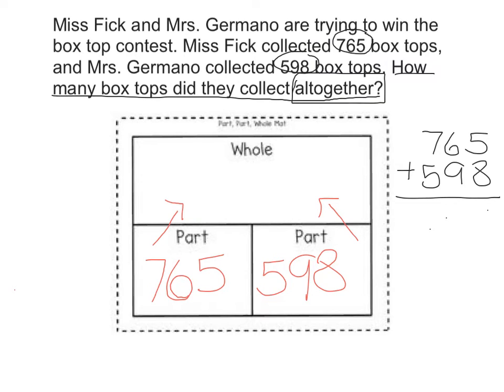I know that 5 plus 8 is 13, 1 plus 9 is 10, plus 6 is 16, 7 plus 1 is 8, and 8 plus 1 is 13. Since I don't have a thousands place or anything to add, I'm just going to go ahead and put my 1 in the thousands place. And so my final answer is that Mrs. Germano and Miss Fick have 1,363 box tops altogether. That's my whole.